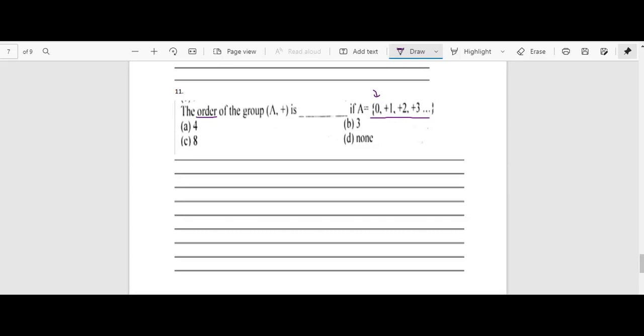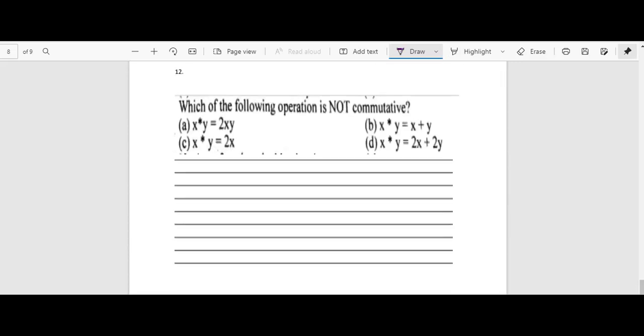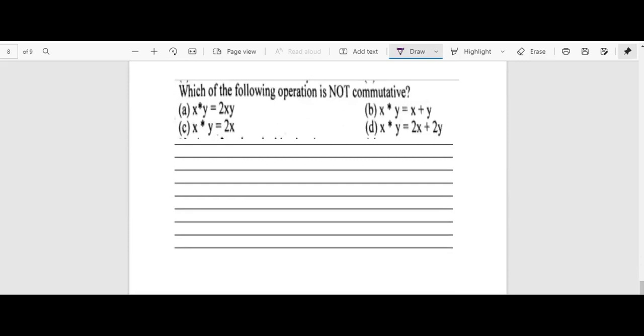Again, this group does not have 4 elements. It does have more than 3, right? It has 0, 1, 2, 3. It has more than 4. We do see these dots, so it means that it is going to have infinitely many elements. So clearly 4, 3, 8 cannot be the choices. So D is the answer, because the order of a group is basically the number of elements we have in that group. And these 3 dots are basically shown for continuity, which means that we are going to have infinitely many elements, right? Now, if I talk about the 12th question, now this is important.